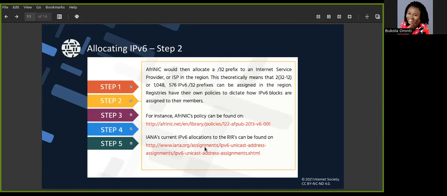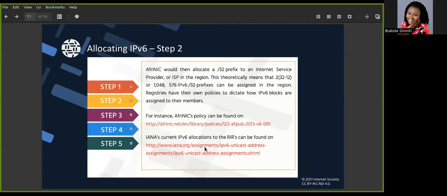The IPv6 address block was given to the African region, which is a /32. By the time they get that, they give it to a particular ISP within their region. Once the ISP gets that IP address, it is now the responsibility of the ISP to distribute it to its end users or to any organization that requests IP addresses. So it's more like a division of labor from IANA.